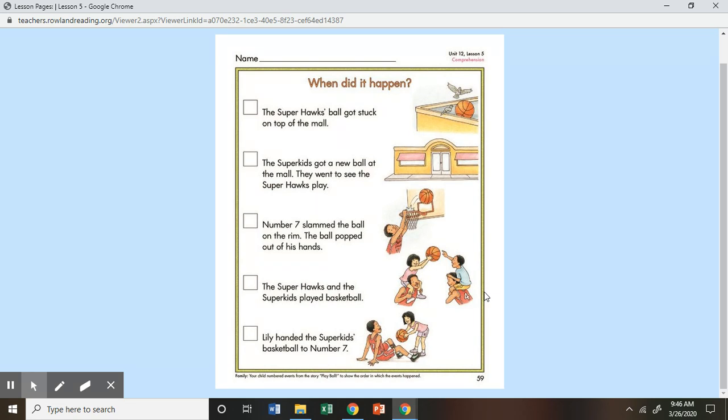All right, so think in your head, which one of these happened first? A great idea would be to take out your reader to help you with this. Good. The first thing that happened was the Super Kids got a new ball at the mall. So we're going to write the number 1. Awesome. I want you to pause the video now and finish the rest. What happened next will be number 2. Then number 3 and 4. And the last thing that happened would have number 5. Go ahead and pause the video and then we'll go over it.